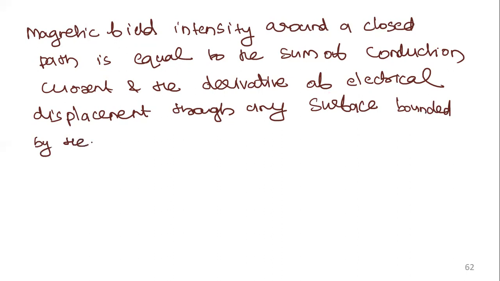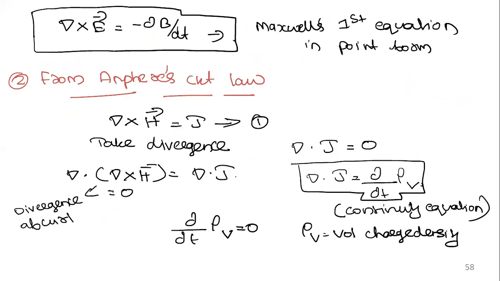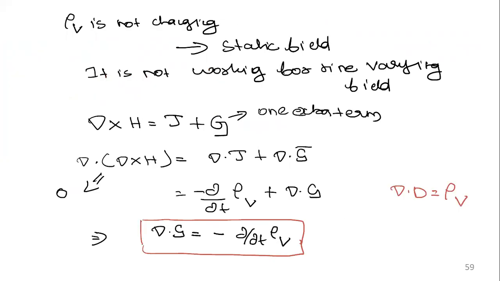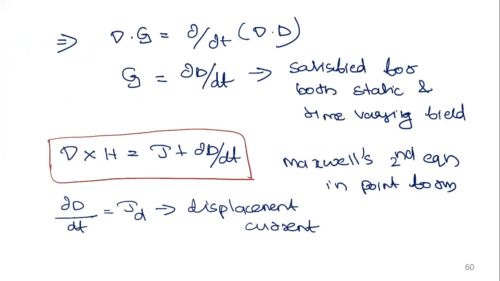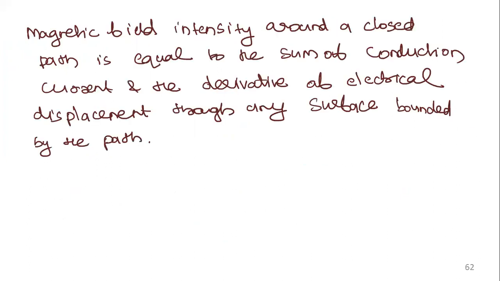Bounded by the path. Okay, so we have seen derivations of Faraday's law, which was very simple for a time varying field. But when we applied Ampere's circuital law, we realized that del cross H is equal to J is valid only for a static field. So in order to make it valid for a time varying field, we brought in a new term and then worked out what it was. We realized that it is a displacement current and how it is varying, and we have written a summary statement also. Okay, and now let me see if you have any doubts on this.